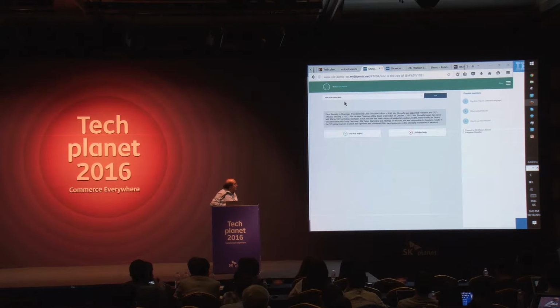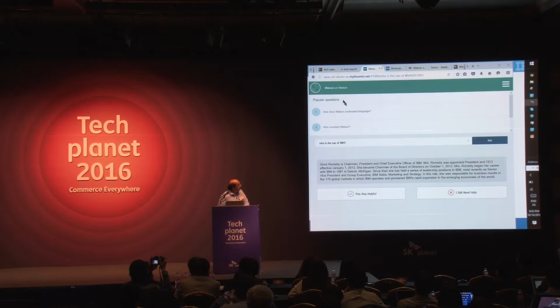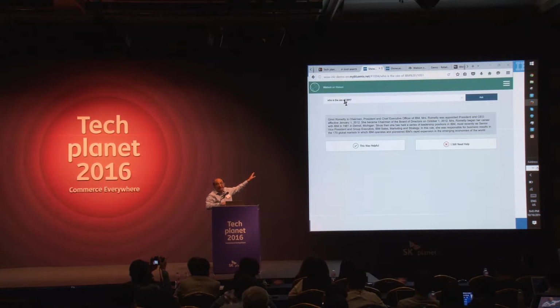And in this case, it's very small, let me try. The resolution, unfortunately, I had to go to 1024 by 768. This is too much. But basically, it gives the right answer in this case. Ginny Rometty is the President and Chief Executive Officer of IBM.